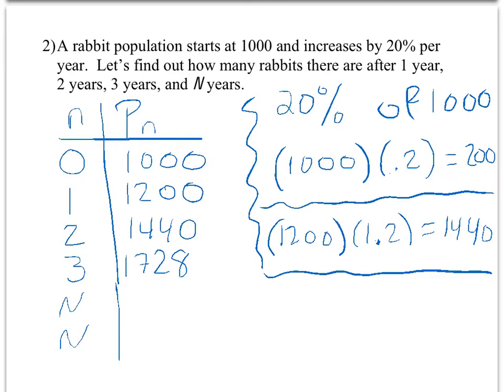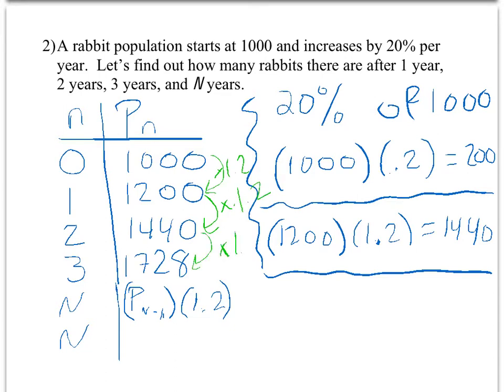For recursively, it's pretty straightforward. What I was doing is multiplying the population of rabbits from the previous year times 1.2. So this would just be p sub n minus 1 times 1.2. If I want to do an explicit formula, I have to look at how many times I multiplied by 1.2. To get from one term to the next in my sequence, times 1.2, times 1.2, times 1.2. Repeated multiplication, the symbol that we use for that is an exponent.